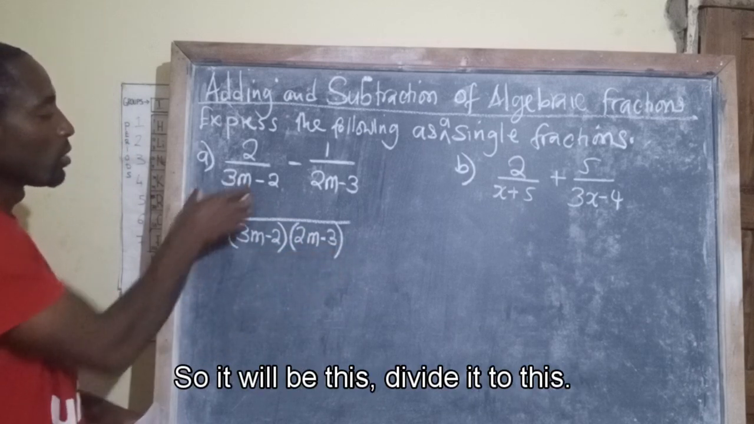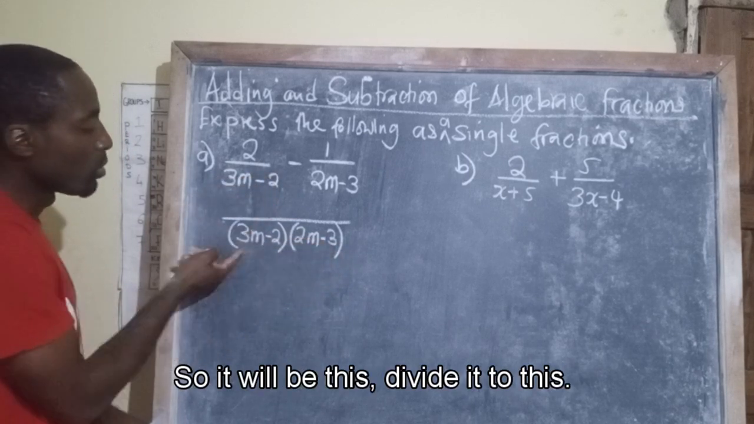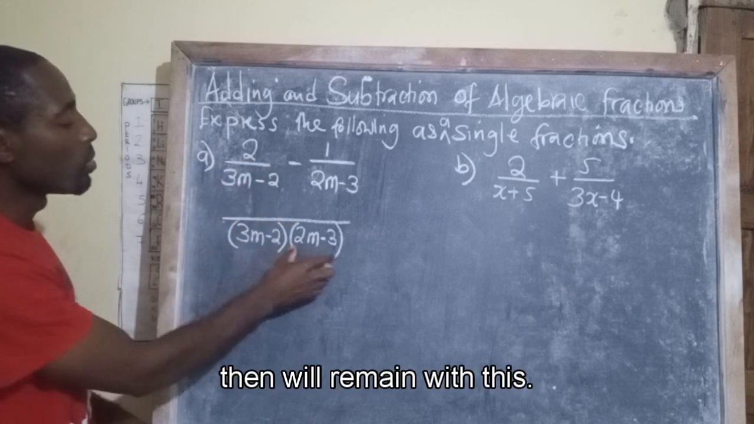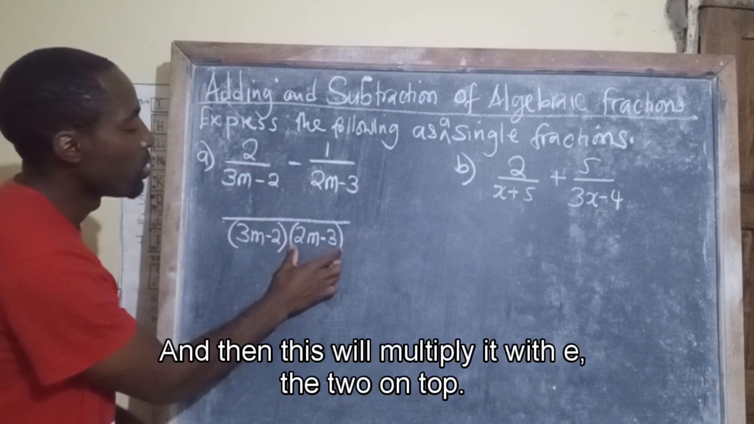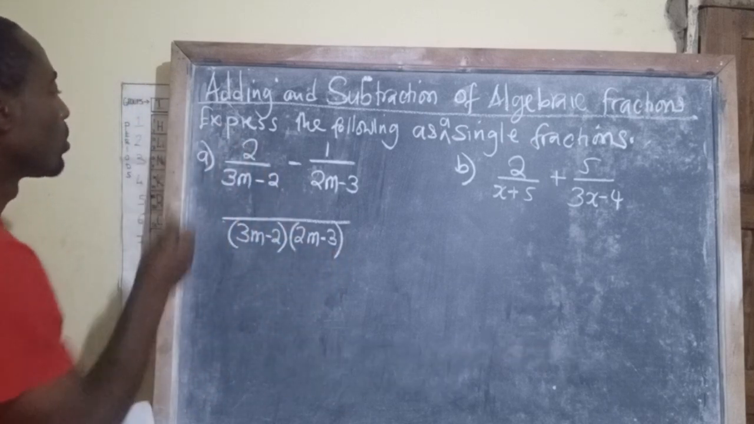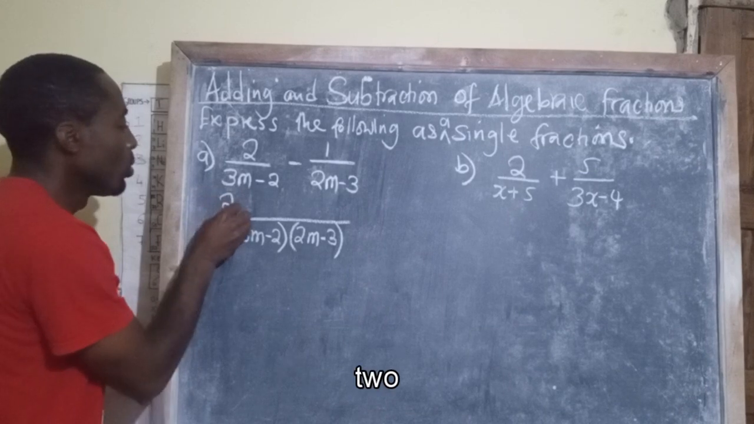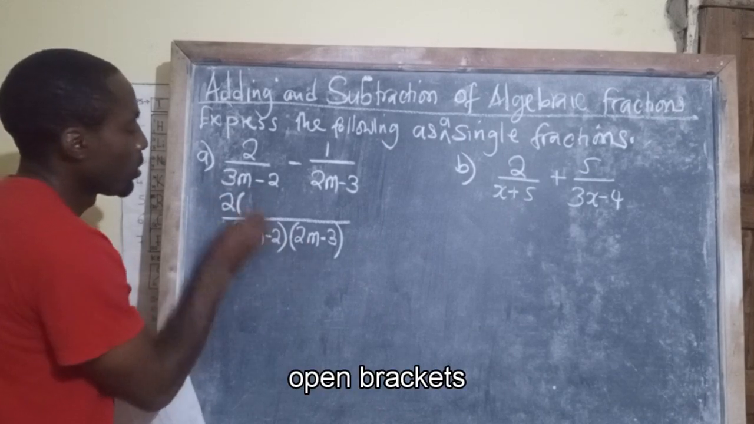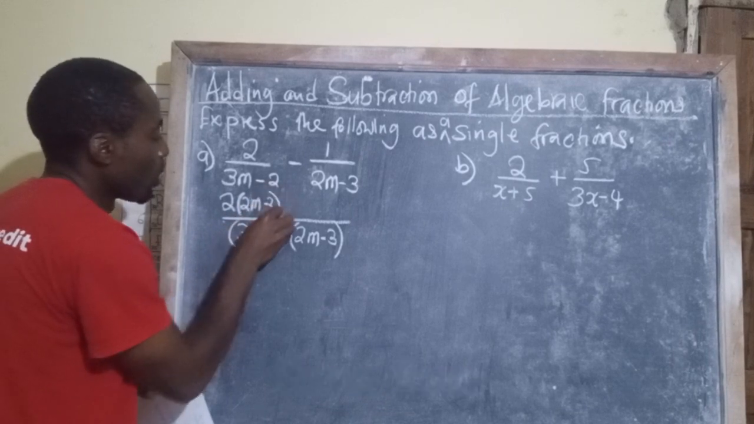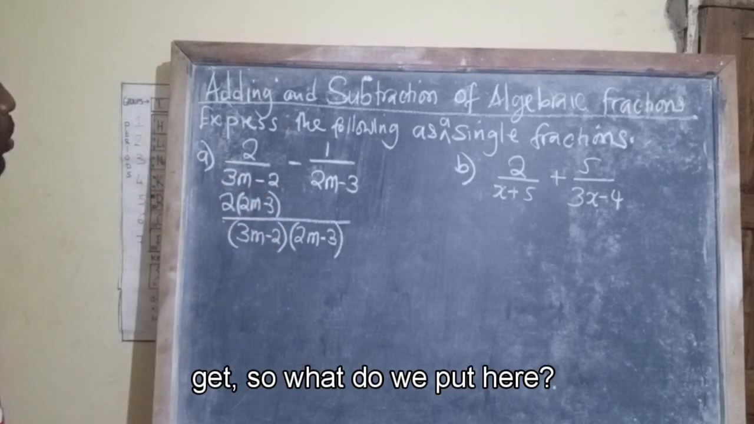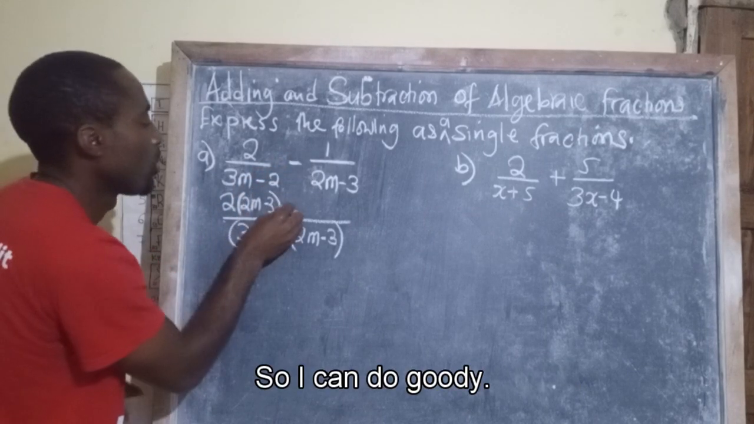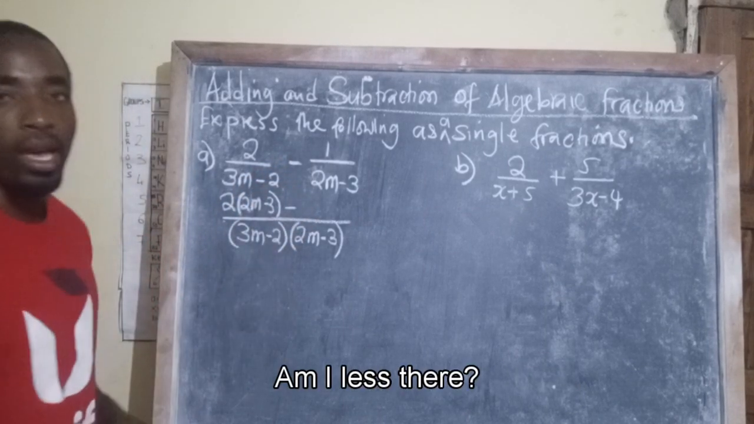Okay, then from here now, we are going to get this and divide it into the whole lot of this. So it will be this divided into this, meaning this will cancel with that, then we'll remain with this, and then this will be multiplied with the 2 on top. So this will become 2 open brackets, (2m minus 3), then we close. Okay, so what do we put here now? There is a minus here, so the minus will be maintained, so we are going to put the minus there.